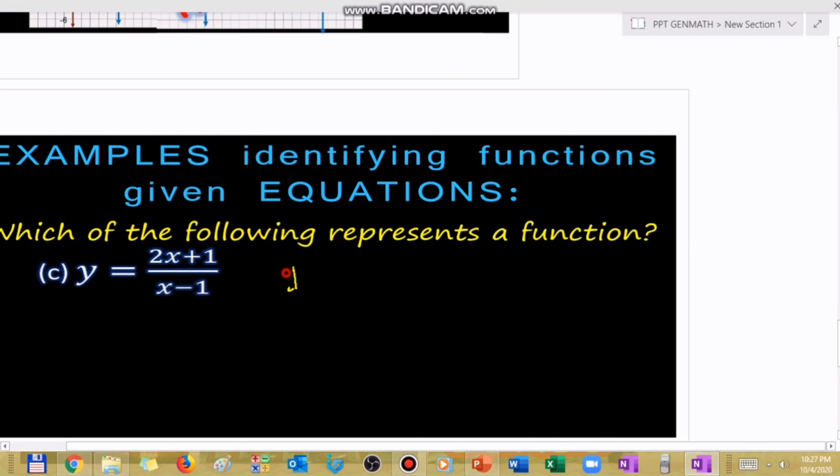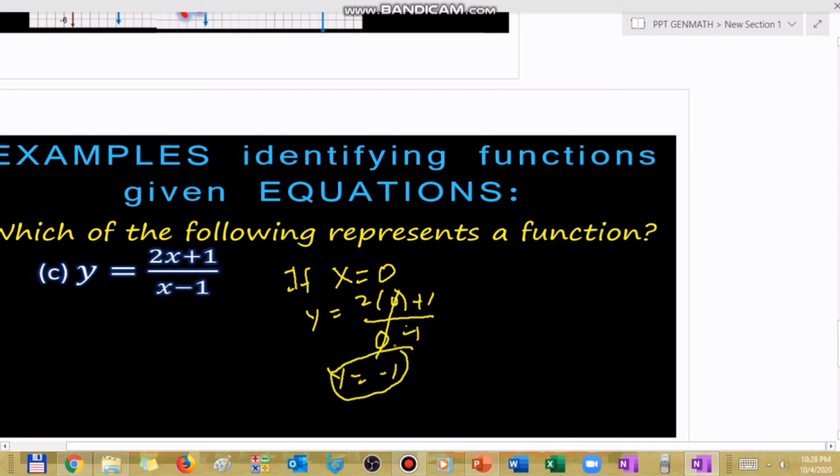Alright. So what if I pick x is equal to 0? Can it give me a value of y which is unique? For example, y is equal to 2, instead of x, replace it with 0, 0 plus 1 over 0 minus 1. So y is now equal to positive 1 divided by negative 1, which is negative 1. So we only have one unique value of y. Right? Check. Function.